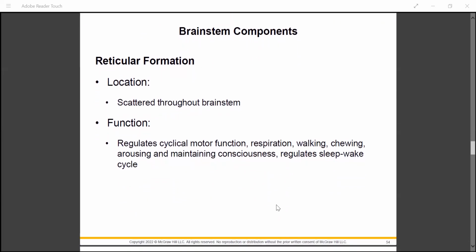Our reticular formation, you don't really need to know this part. It's in multiple areas of the brainstem, but it's very much involved in our circadian rhythm or our sleep-wake cycle, as well as just being able to be aroused and maintain consciousness.